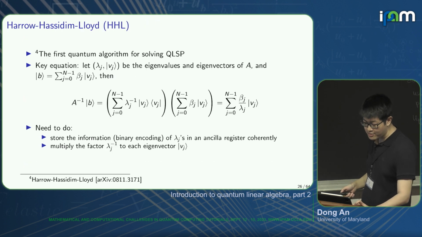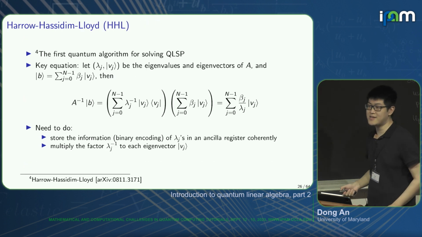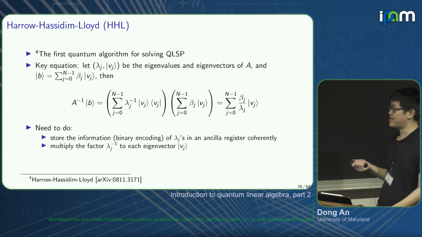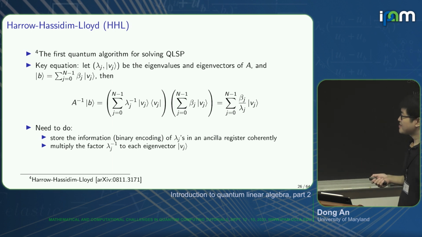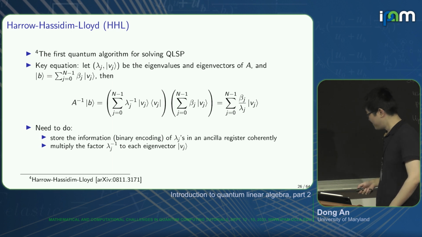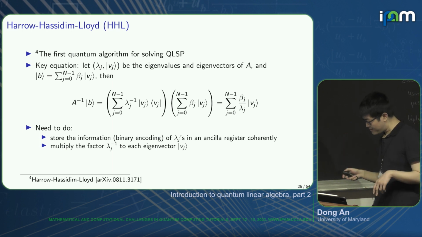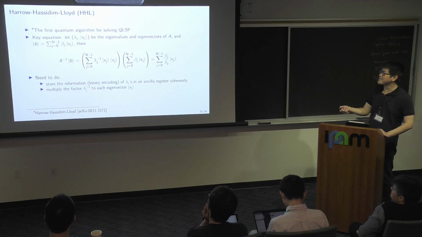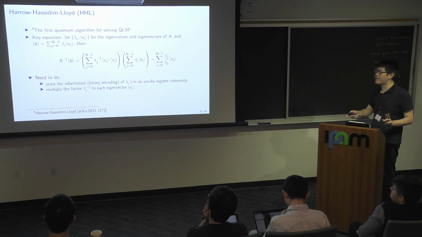Okay, so this is our setup. Let's start with our first algorithm. And actually, this is also the first quantum algorithm for solving linear systems, which is the HHL algorithm. The idea of the HHL algorithm is very simple. It is literally just computing this equation, the key equation in the HHL algorithm.